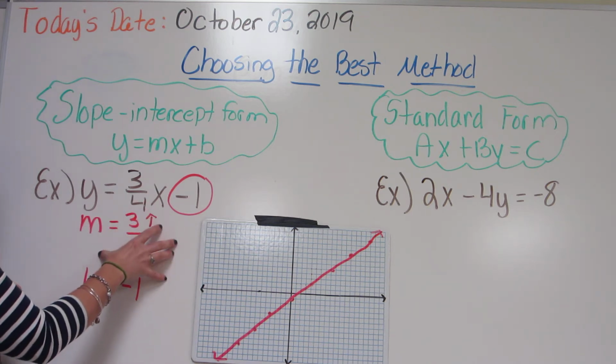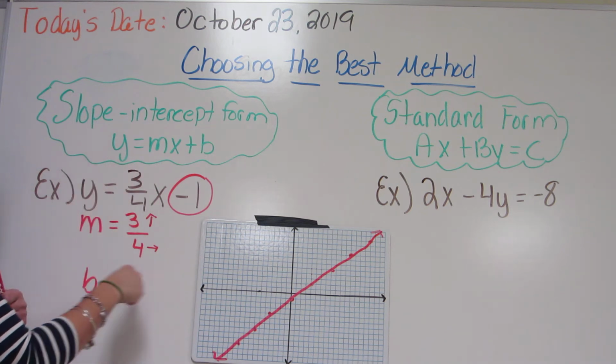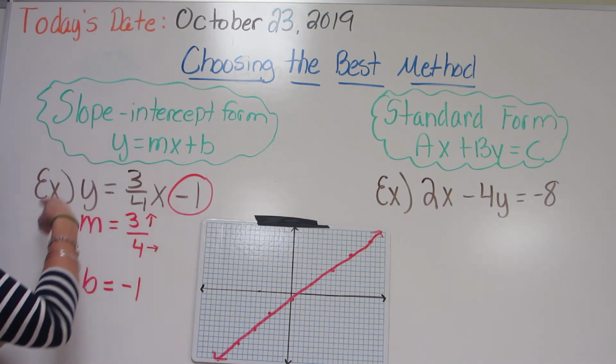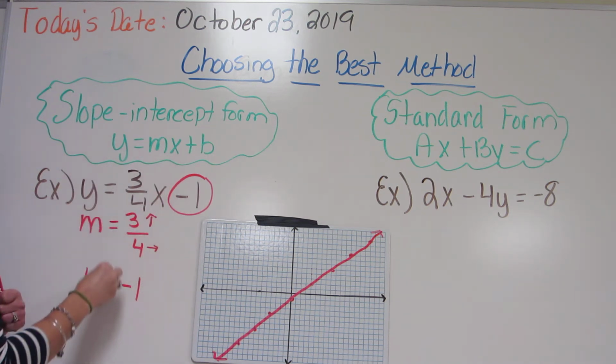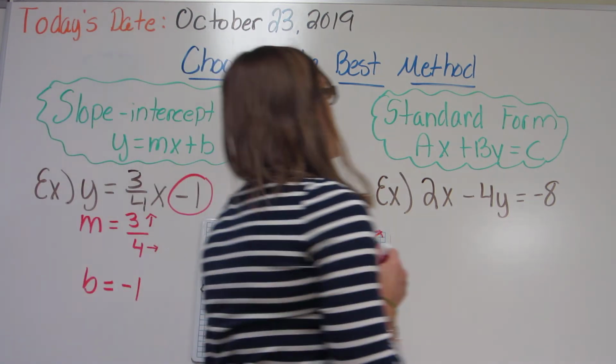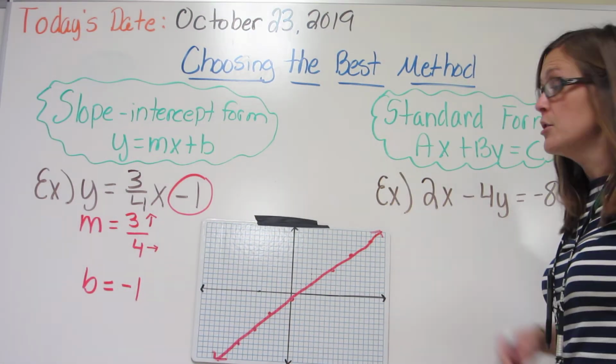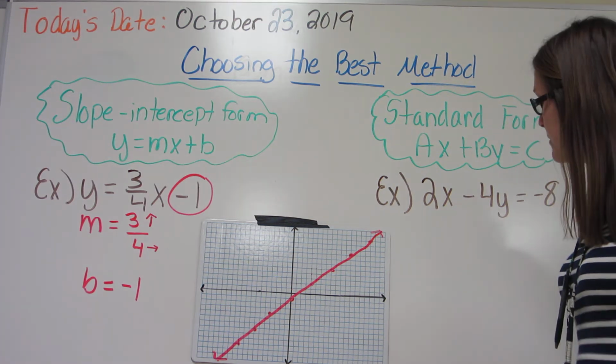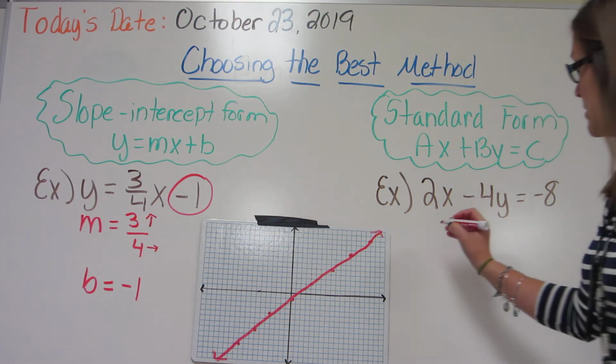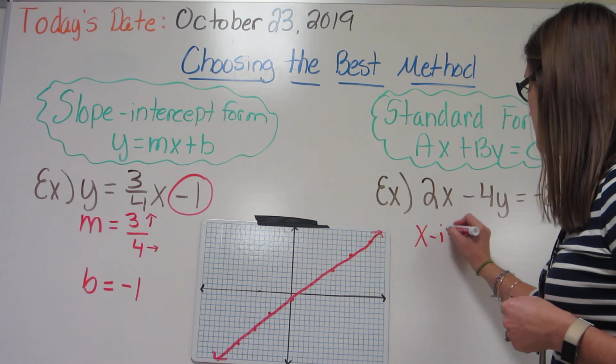Alright, so that's going to be your method when you have it in slope-intercept form. Get your m, get your b. Now, your method for when it's in standard form is going to be to graph using your x and y-intercepts.